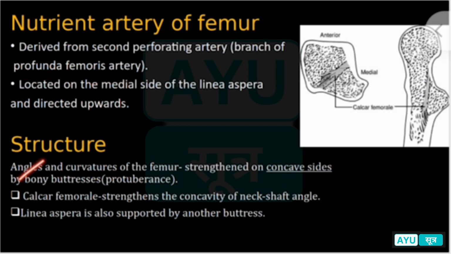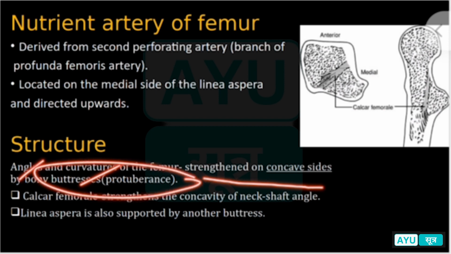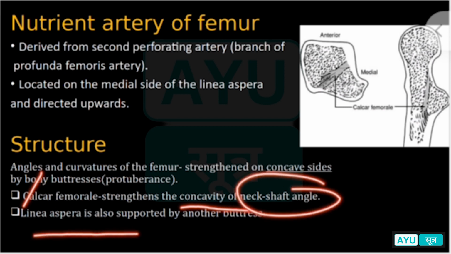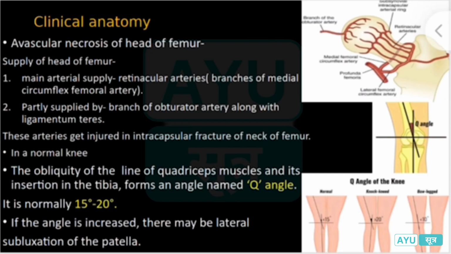The angles and curvatures of the femur are strengthened on the concave side by bony buttresses. Number 1, calcar femorale, which strengthens the concavity of the neck shaft angle, and the linea aspera is also supported by another buttress. Clinical anatomy.